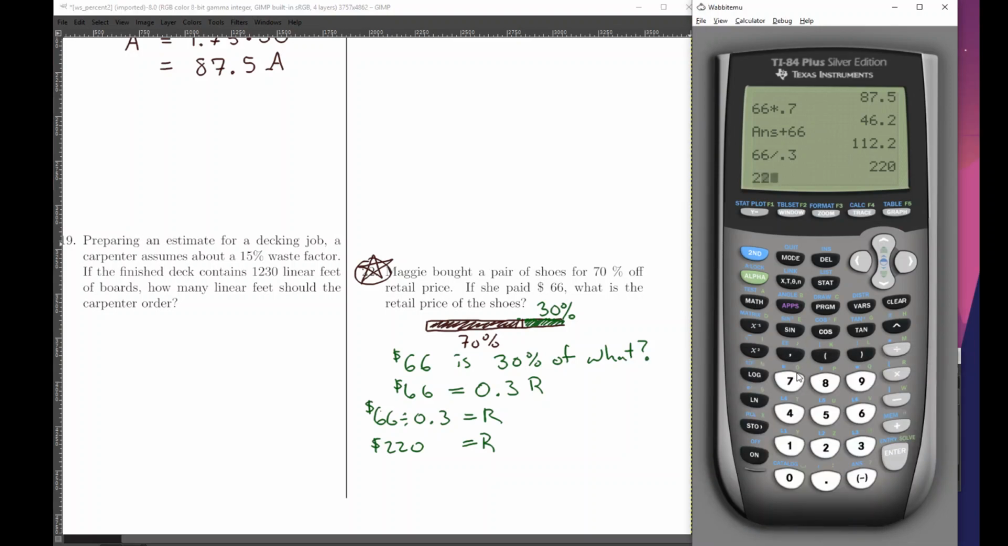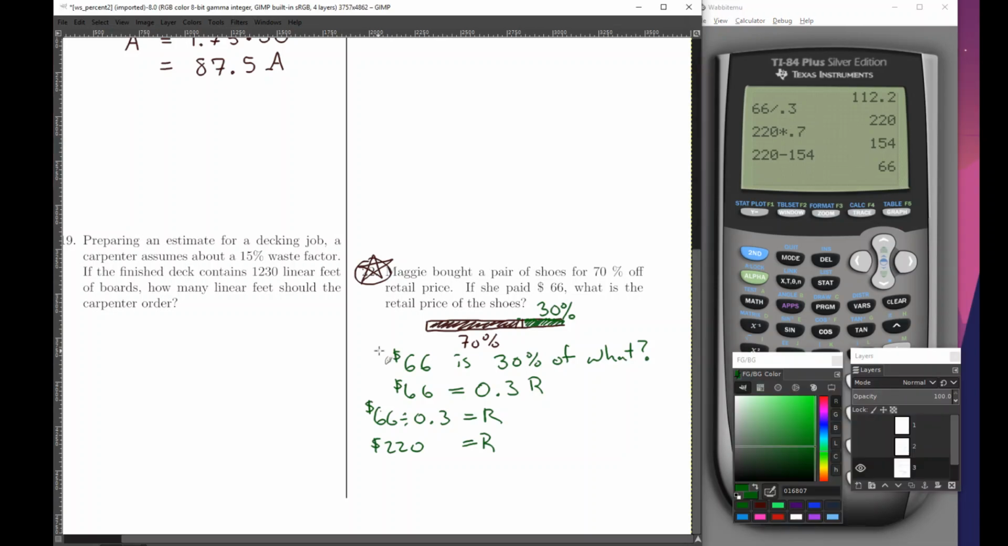Well, let's prove that that's correct. Let's take 220. Let's multiply it by 0.7. We get a discount of $154. 220 less $154 is the $66 Maggie paid. So this right here is how you solve what I call the shoe problem. If I'm boxing and starring it like this and spending so much time saying this is important, there's just a good chance you might need to know it.